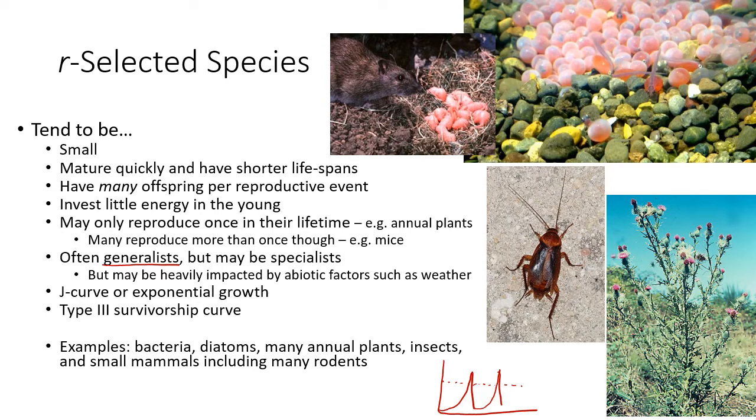Okay, so that J curve is this part right here, that kind of J exponential growth. And they tend to have a type 3 survivorship curve, which again, we'll talk about later. Some examples: bacteria, diatoms, many annual plants. So this purple loosestrife can have, you know, 10,000 offspring. That's not a purple loosestrife, and purple loosestrife is not an annual. That is a thistle. I'm not sure what species it is, but it's a thistle. And that thistle could have, let's say, 10,000 seeds that it produces through one reproductive event during its lifetime, and then it dies. Okay.